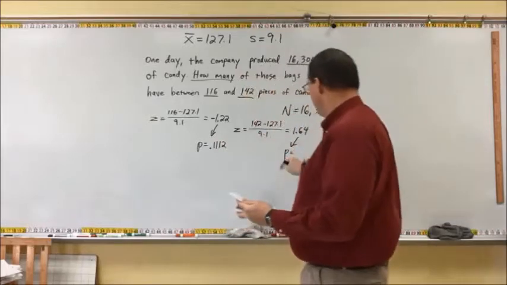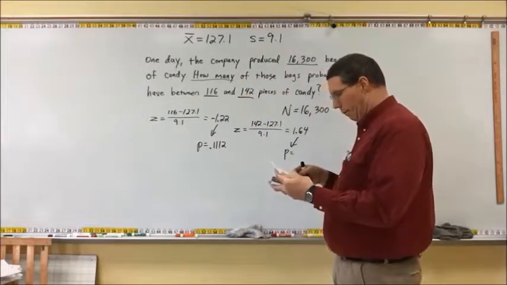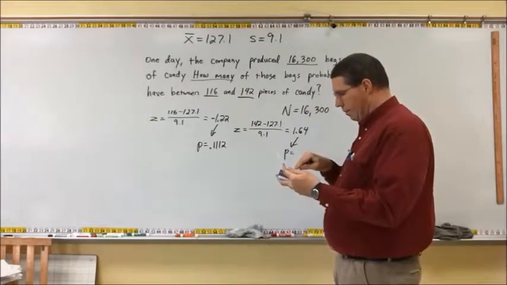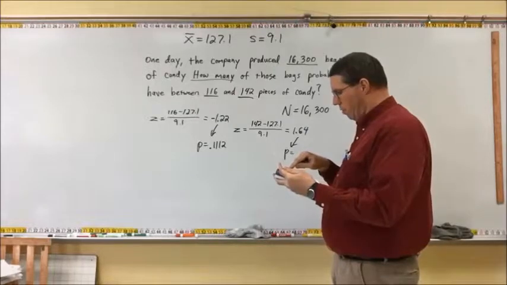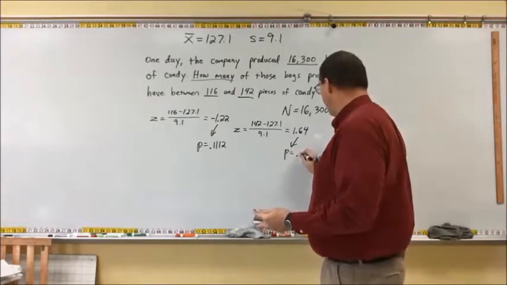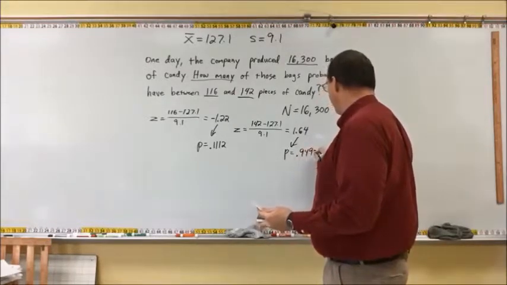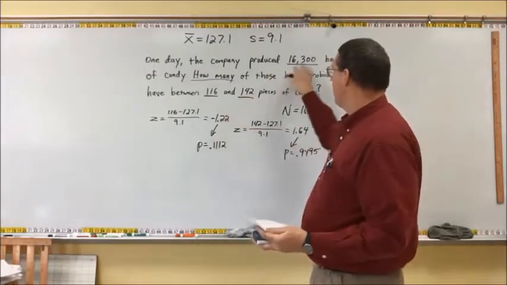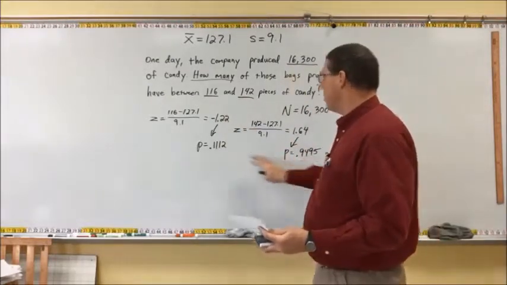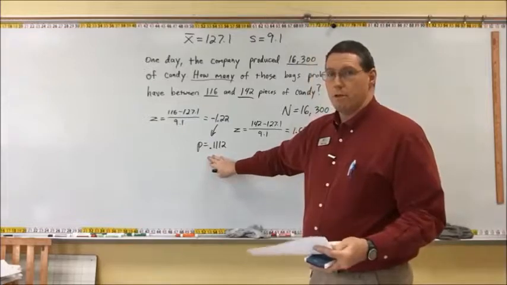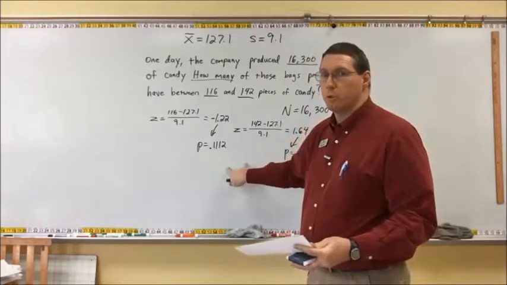0.1112. Then this p-value, 1.64, looks like 0.9495. Now, before I do any multiplying by the population, I need to subtract these two p-values so that I can get the proportion between.